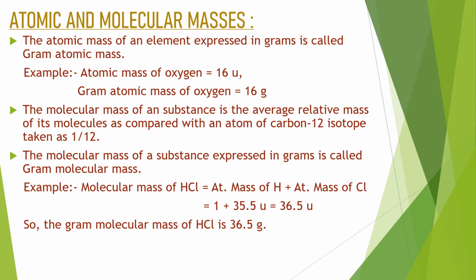Here we have taken the example of HCl. The molecular mass of HCl is H 1 u plus Cl 35.5 u, which gives you 36.5 u. So when we have to write the gram molecular mass of HCl, it would be equal to 36.5 grams. So this is all about atomic and molecular masses.